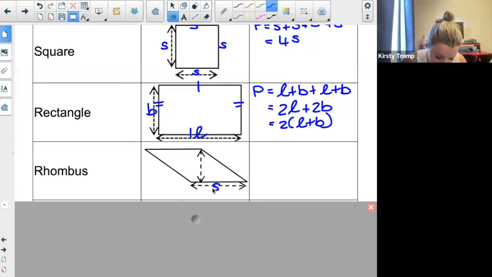Because these are also all equal sides here. So for a rhombus, the perimeter is still equal to 4 sides. Some teachers also like to call one a side and then call another a height side. I don't know, they do weird things. All the sides are equal. 4 sides, same, same.